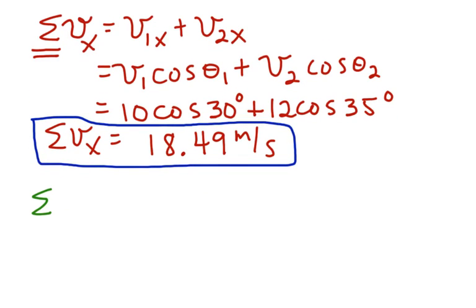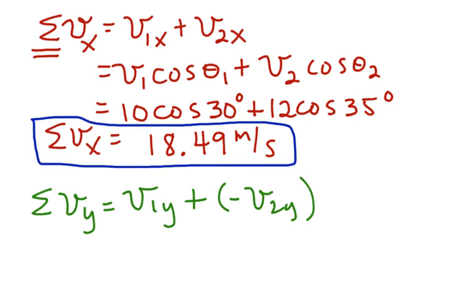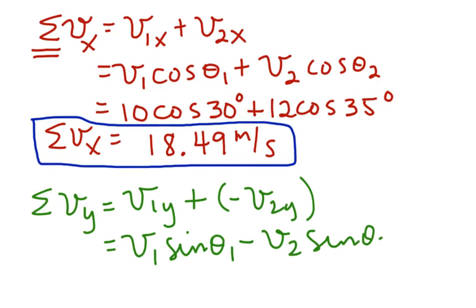We're going to sum up the velocities in the y direction. That's going to be the same thing as v sub 1y. One way you can look at it is adding it to a negative v sub 2y, because v sub 2y is acting down. That's the same thing as v1 sine of theta 1 minus v sub 2 sine of theta 2.